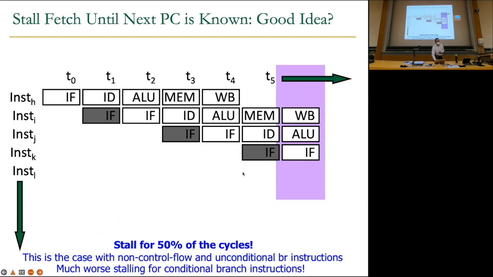Clearly, you get much worse stalling for conditional branch instructions, because conditional branch instructions are resolved in the MEM stage, if you remember, from the old pipeline. This is our old pipeline.